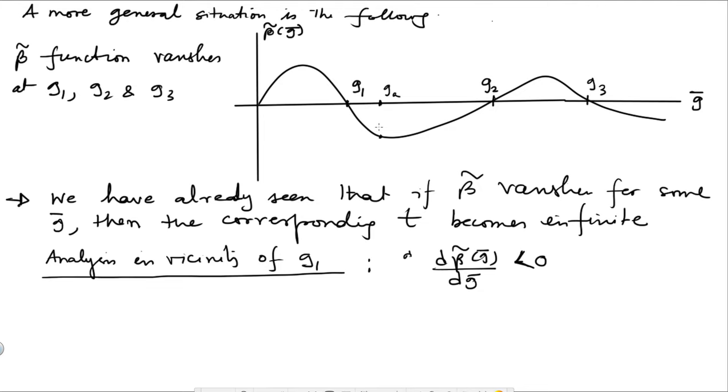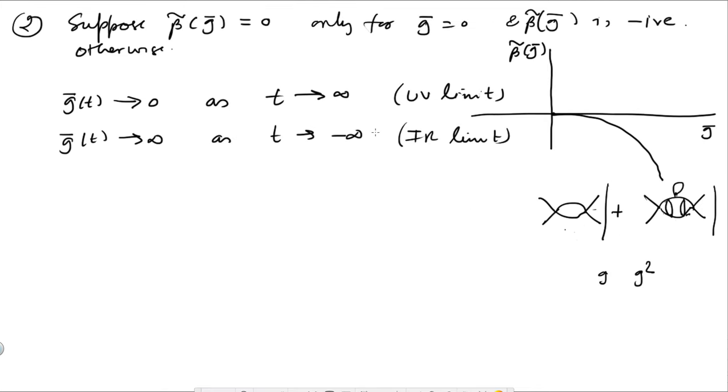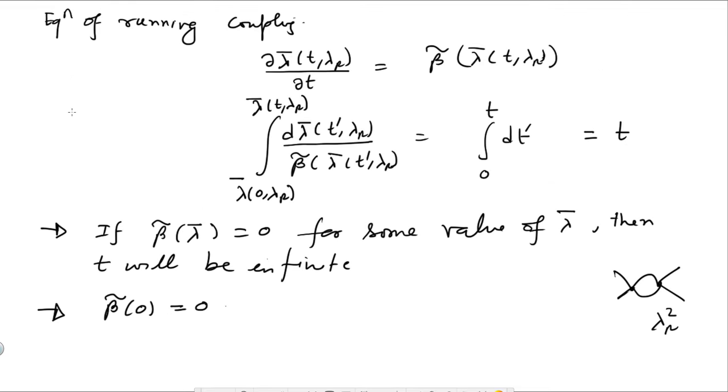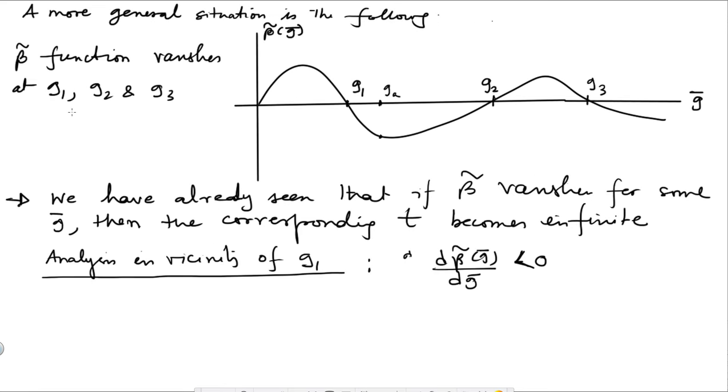So when I increase T, the running coupling G bar should decrease. Let me remind you again. Now we have beta negative, and when I increase T, G bar should decrease. In the limit T going to infinity, G bar goes to zero. But in general, because beta tilde is negative, as you increase T, G will decrease. Decreasing means smaller values of G bar, so as I increase T, I should start moving in this direction.